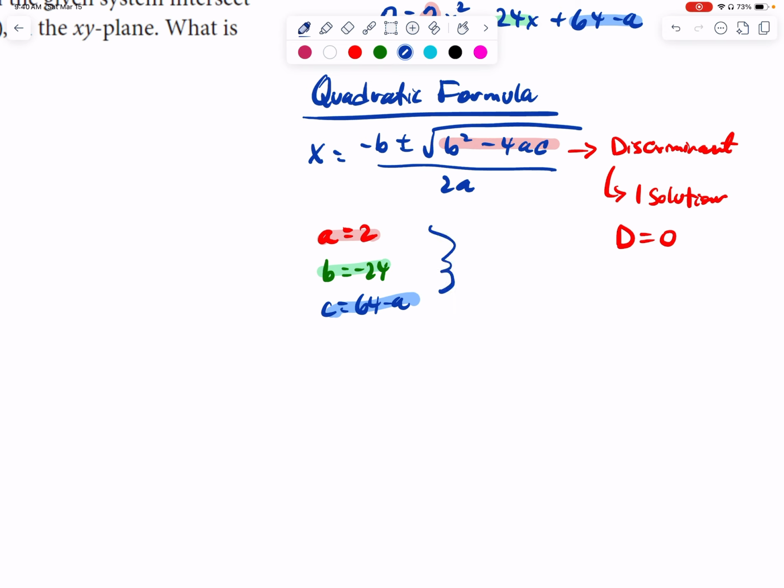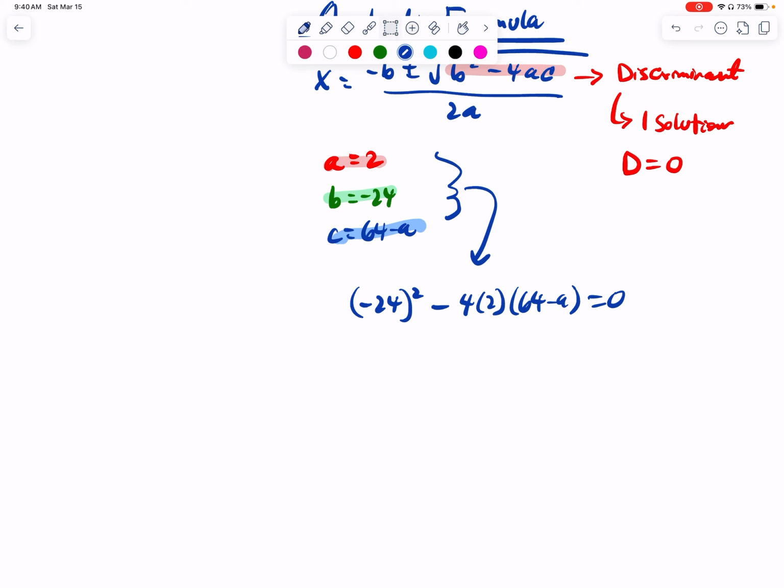So let's make our discriminant: it is b squared, which is negative 24 squared, minus 4 times my a, which is 2, times my c, 64 minus a. All of this is supposed to be equal to 0, and then I would solve this for a. Negative 24 squared, just be careful here, the negative sign is going to go away when we square it. I think that is 576, I'll double check that in the calculator. Multiply these two together, so minus 8 times 64 minus a.